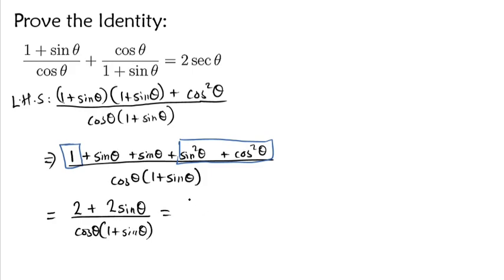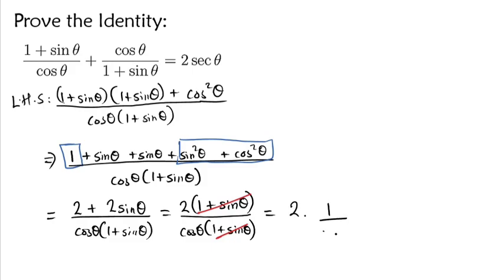This is equal to, factor out the 2 in the numerator, and we'll get 2. We'll remain with 1 plus sine divided by cos, then 1 plus sine. So clearly, this can cancel out with this. So this means that what we have is 2 in the numerator divided by cos in the denominator. And 1 over cos is a secant. So there we have it.